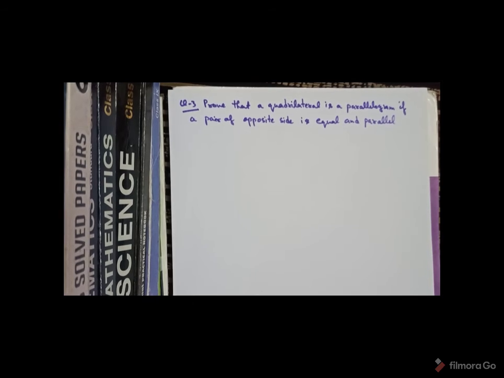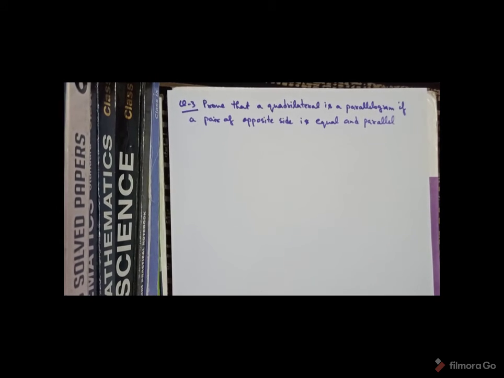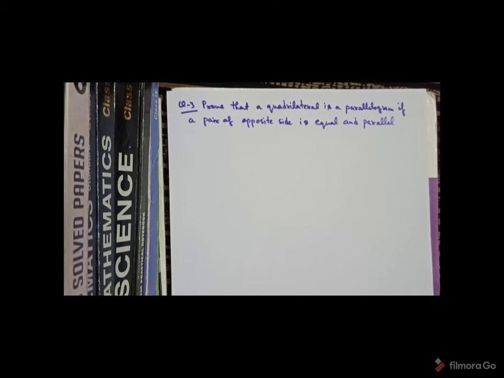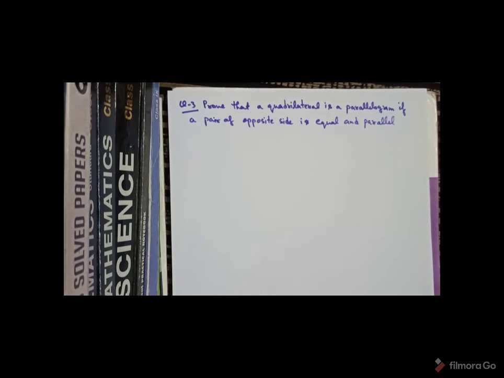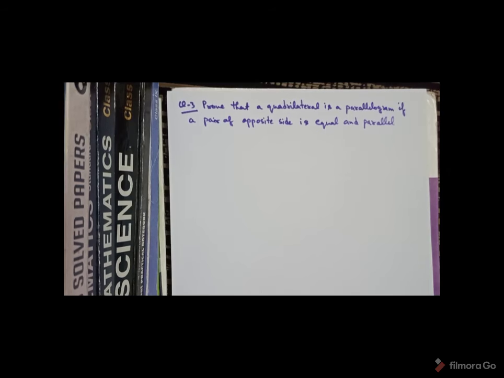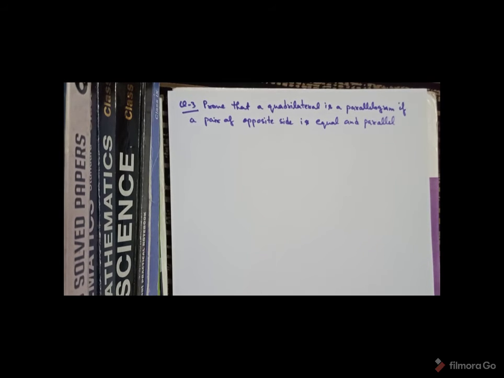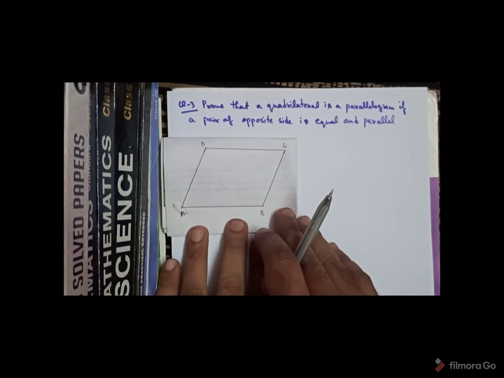Okay, question number 3. It is a very important question, a very important theorem. So either a question based on this theorem will come, or the proving of this theorem, which is this question only, will come. Let us understand that in a quadrilateral, if one pair of opposite sides is parallel and equal, only one pair, then it is a parallelogram.